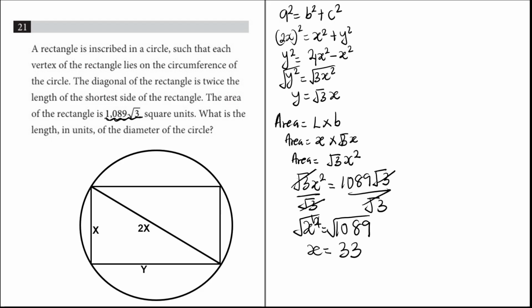But the question says we should find the diameter of the circle. Now the diagonal of this rectangle is equal to the diameter of this circle. So therefore, diagonal is equal to diameter, which is 2x, and that is equal to 2 times 33, which will leave our answer to be 66 units.